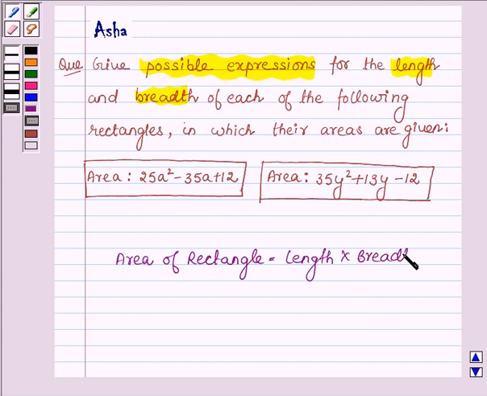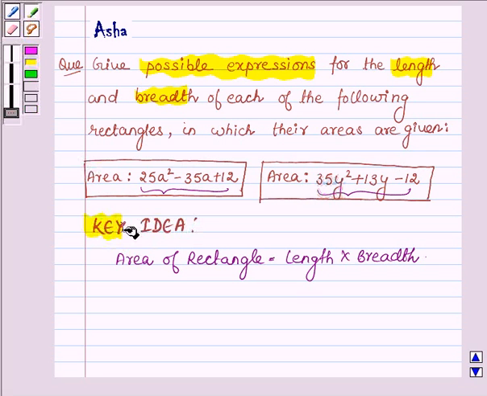So what we will do in this problem is try to reduce 25a square minus 35a plus 12 and 35y square plus 13y minus 12 as the product of two binomials, such that one is the length and another one is the breadth. So this is the key idea we are going to use in this problem to find the possible length and breadths. Let us now start with the solution.